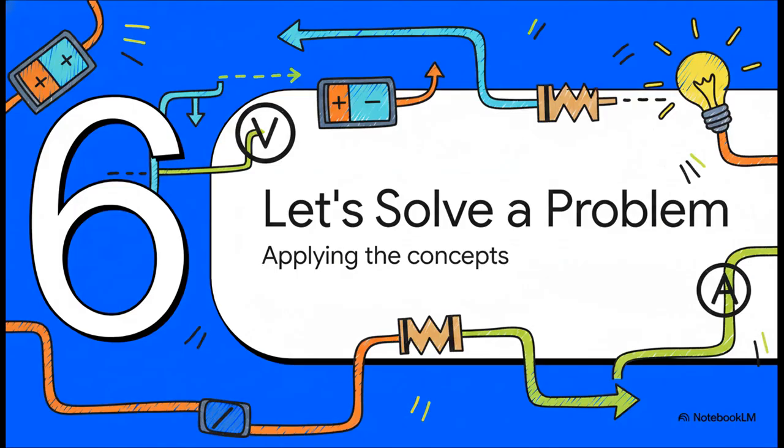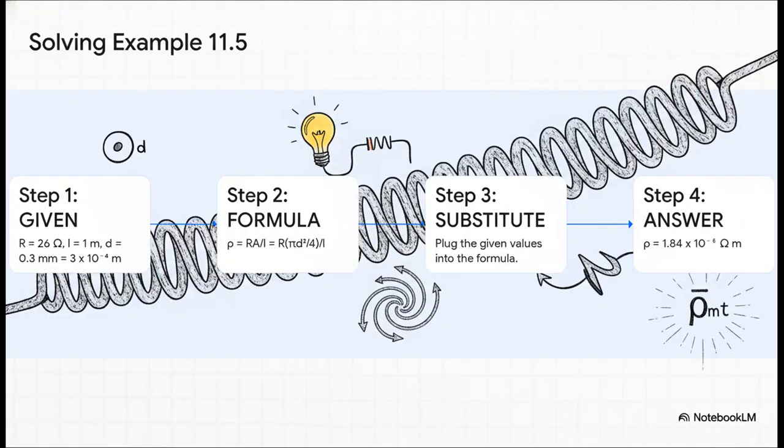You know, the best way to make sure we have understood these formulas and concepts is to apply them. So let's solve a numerical problem together. Okay, let's walk through this step by step. First, step 1, write down what is given. The resistance R is 26 ohms. The length L is 1 meter. And the diameter, D, is 0.3 millimeters.